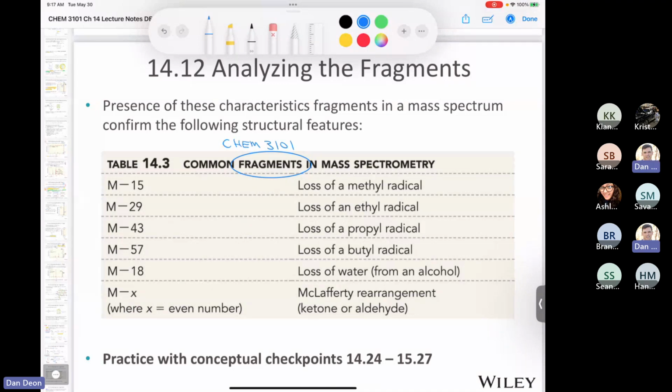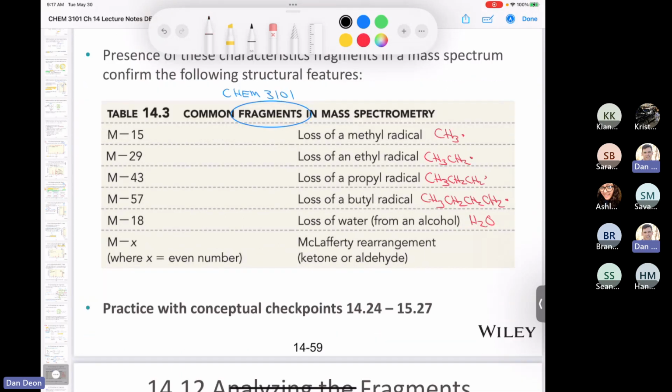Cool? So 15 is loss of a methyl. 29 is an ethyl. So a methyl radical is just this, CH3 radical. An ethyl is just this, CH3CH2 radical. Propyl is CH3CH2CH2 radical. I'm sure you can all draw the butyl radical, which is this. Loss of water is obviously H2O, and then something with an even mass. That's when you have a ketone or aldehyde.